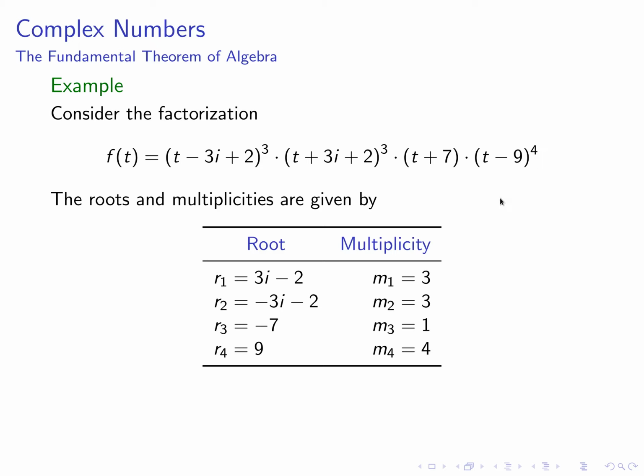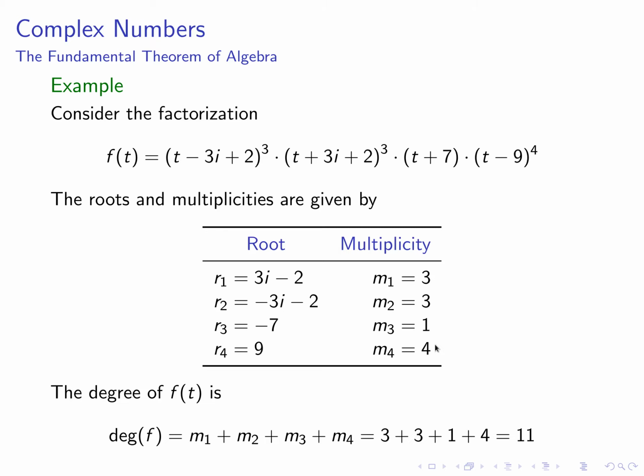So by factoring like this, we're able to list off each of the 4 roots of this polynomial, and by looking at each one of these exponents, we can record the multiplicities of each of these roots. Another thing we can do with this information is infer the degree of this polynomial by summing up all of the multiplicities of all of the roots. So the degree of this polynomial should be equal to 3 plus 3 plus 1 plus 4, which equals 11. So this is a polynomial of degree 11.